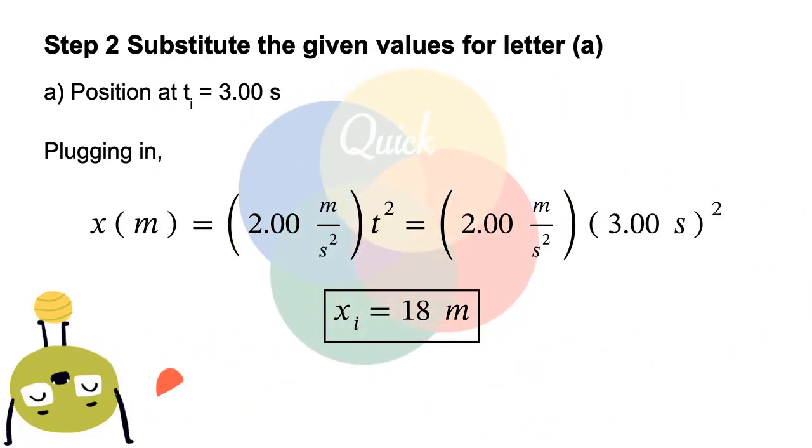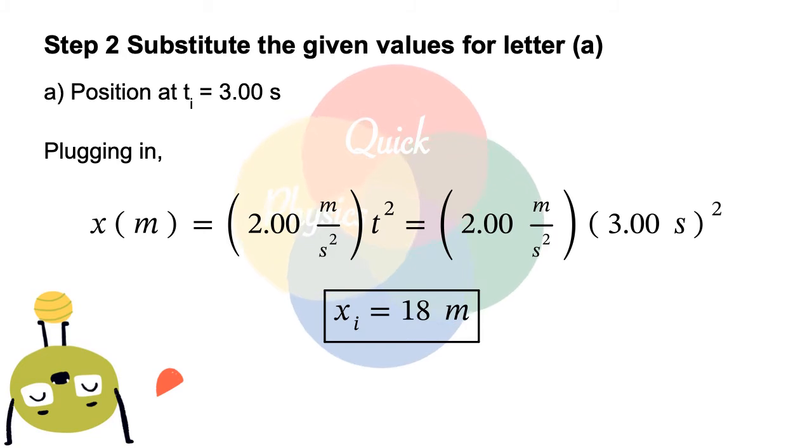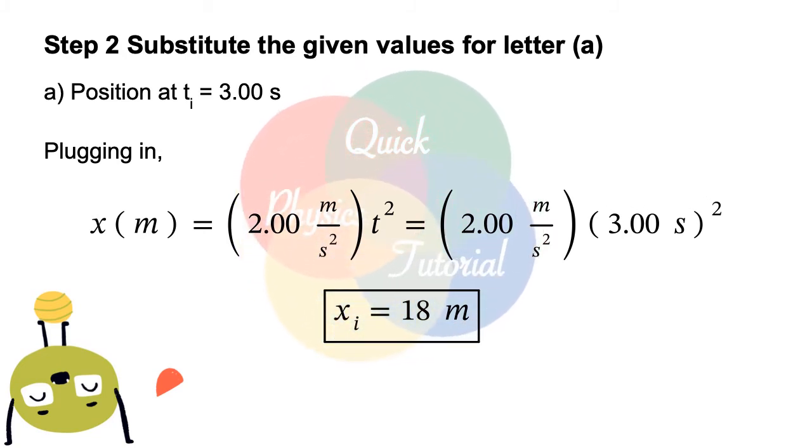Step 2. Substitute the given values to answer letter A. Take note that the initial time here is 3 seconds. Plugging the 3 seconds time to the expression of position, we now get the initial position to be 18 meters.